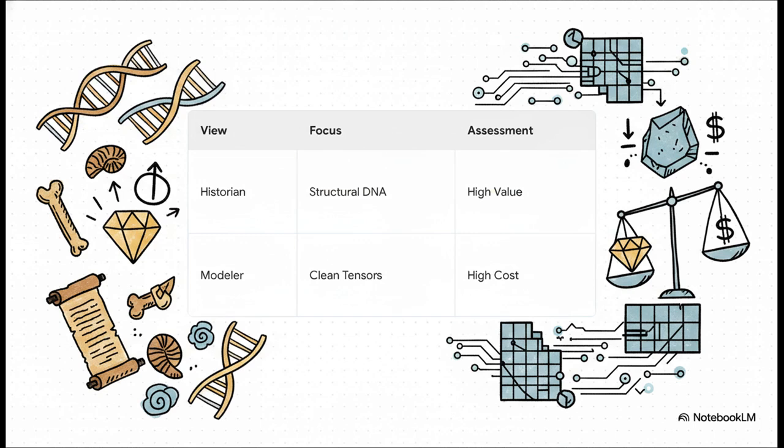They see us extracting structural DNA and behavioral fossils. But on the other hand, the constraint modeler sees immense high cost. They're looking at the massive computational load required for data harmonization versus the actual caloric efficiency of the resulting model. It's this brilliant tension, really, between the potential of the gold mine and the brutal cost of the mining itself.